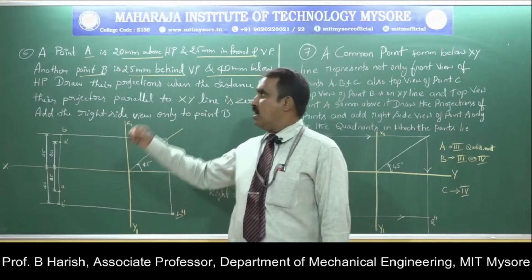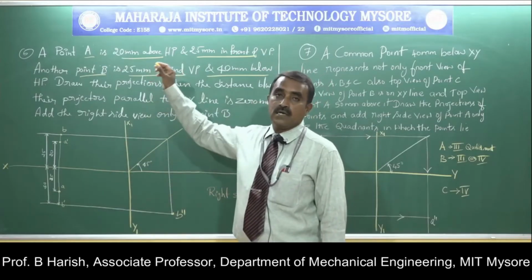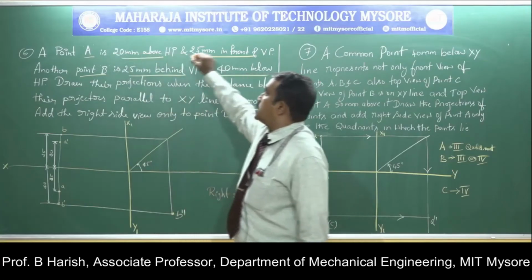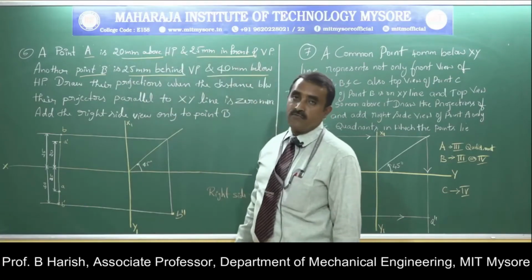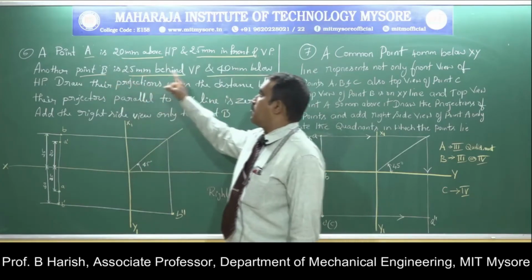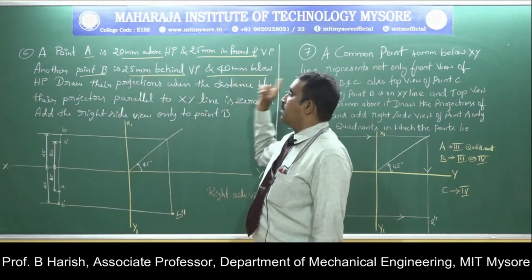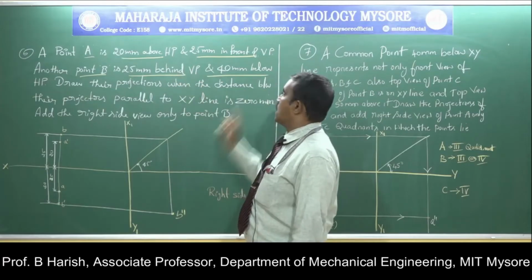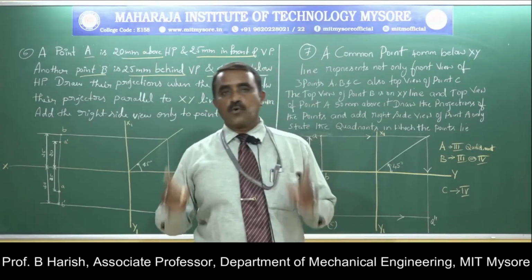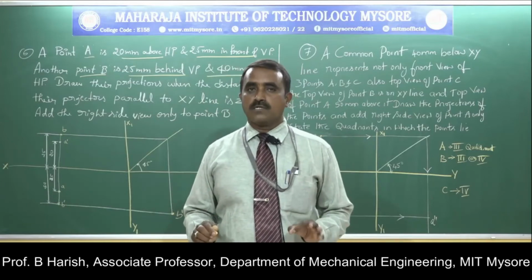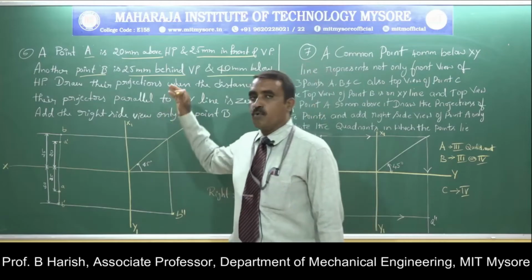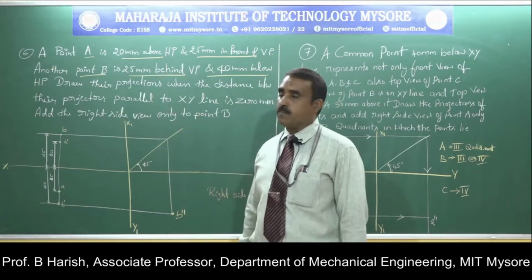So here the conditions of 2 points are given. Point A is 20 mm above HP and 25 mm in front of VP. The other point B is 25 mm behind VP and 40 mm below HP. You have to draw the projections of 2 points. Its position is given both with respect to HP and VP.